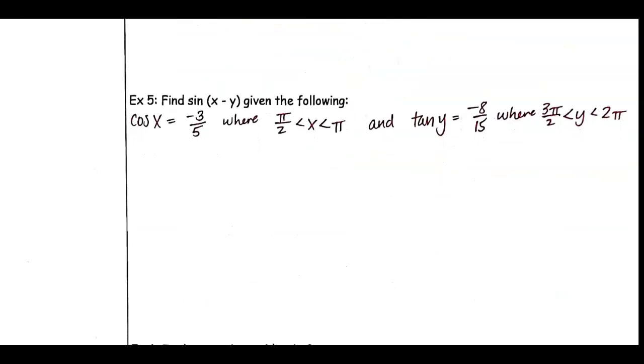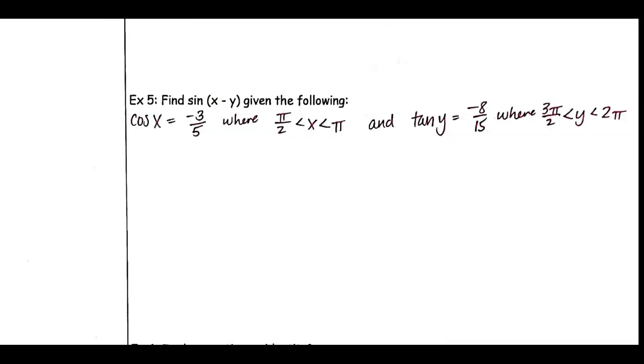Example 5. Okay, again, it's asking me to find sine of x minus y. So this is a difference identity for sine. Okay, it's giving me two things though. Cosine of x is negative 3 over 5, and it tells you where pi over 2 is less than x, which is less than pi. It also tells you tangent of y is equal to negative 8 over 15. Yes, guys, I know both of those are negative. This one's negative, this one's negative. I didn't forget. Where 3 pi over 2 is less than y, which is less than 2 pi.